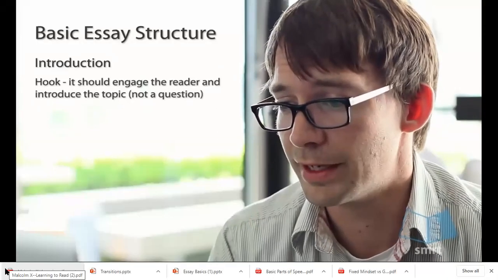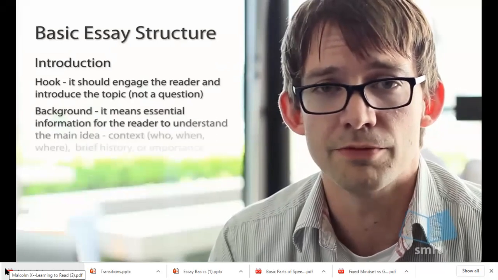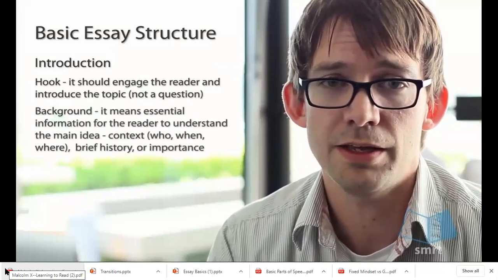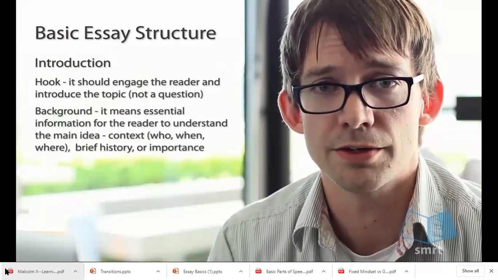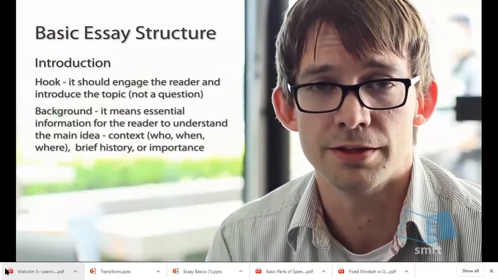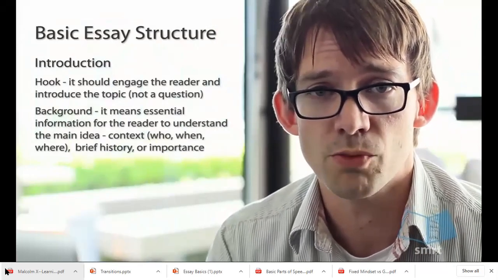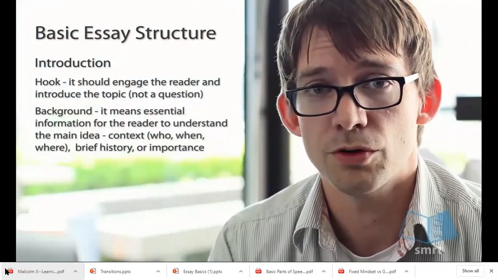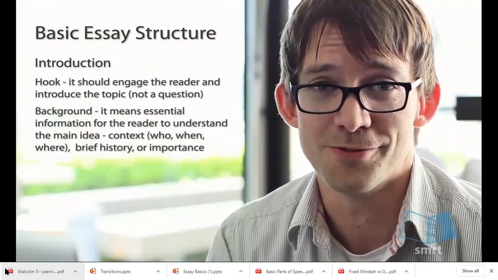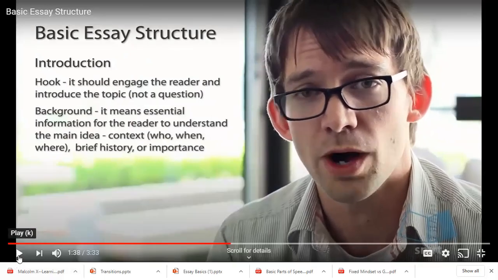After you've engaged the reader with a good opening sentence, you want to give some background information. That just means any information that's essential for the reader to have in order to understand your main idea or to understand the topic. So this could be context, like where and when. It could be a brief history of the topic, or it could be an explanation of why the topic is controversial to begin with.